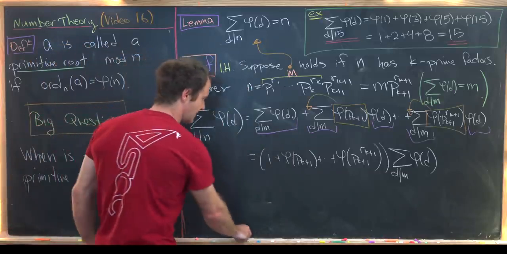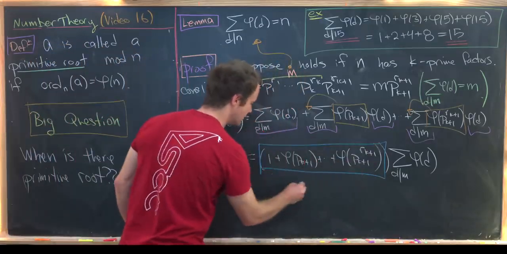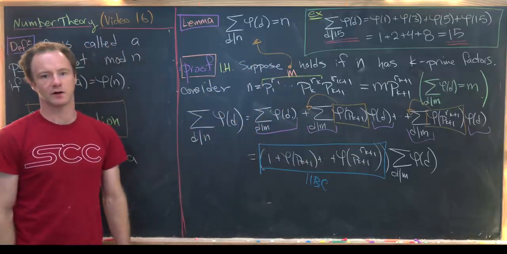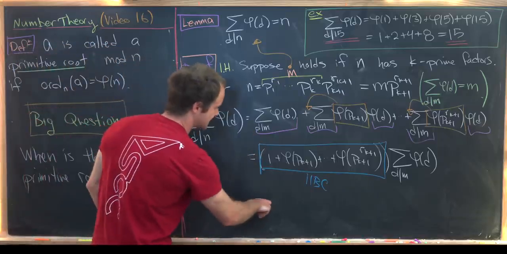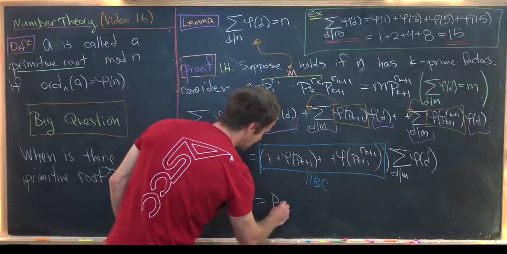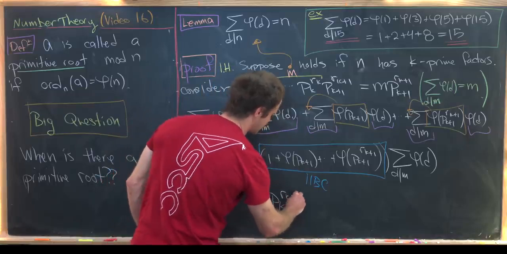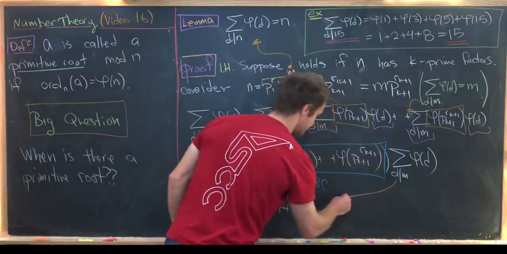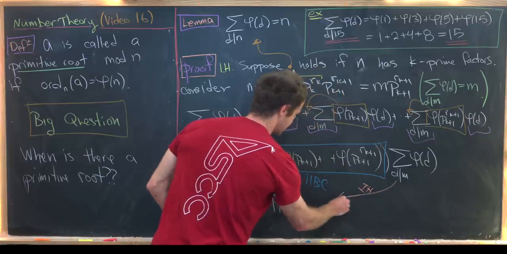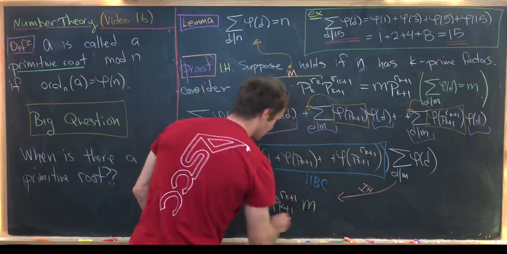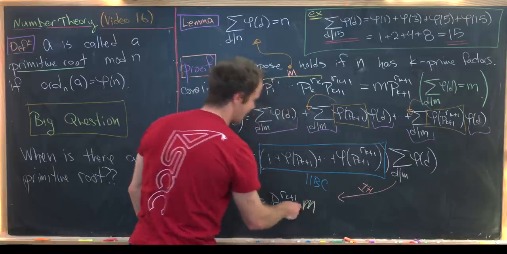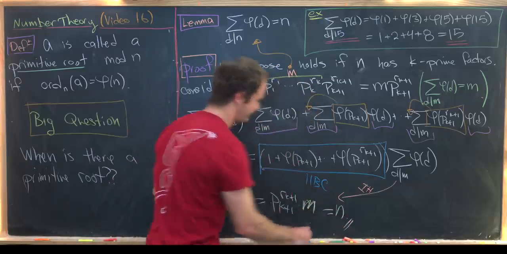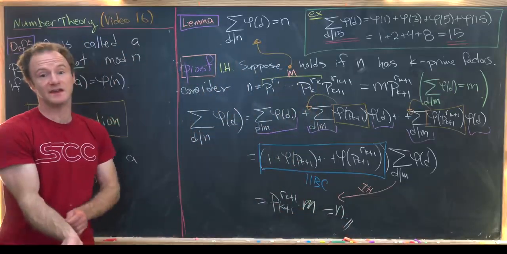But now let's notice that this thing that I'm boxing in blue is exactly our base case setup, because we've only got one power happening there. So that means all of these add up to p_{k+1} to the r_{k+1}. And then we can apply our induction hypothesis to this. So I'll just write induction hypothesis applied to that will give us M. But now if we multiply M by this power of p sub k plus 1, we get N. And that finishes the proof of this lemma with induction.